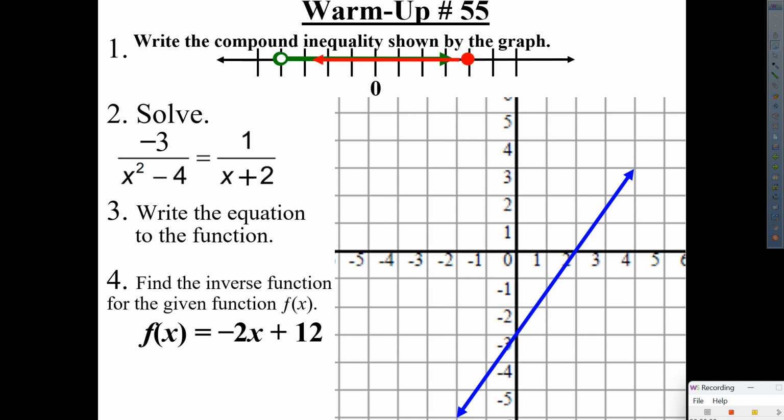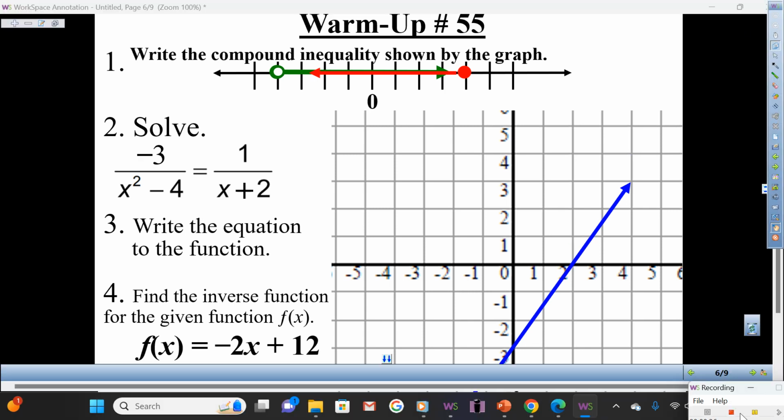Anyways, warm-up 55's on the screen. Where we left off last week, something very similar to that. Let's see how you do with that. Copy and go. All right, double check with your neighbor, see what you got. So like that, Brandon can get us started with number 1. Warm up number 55.